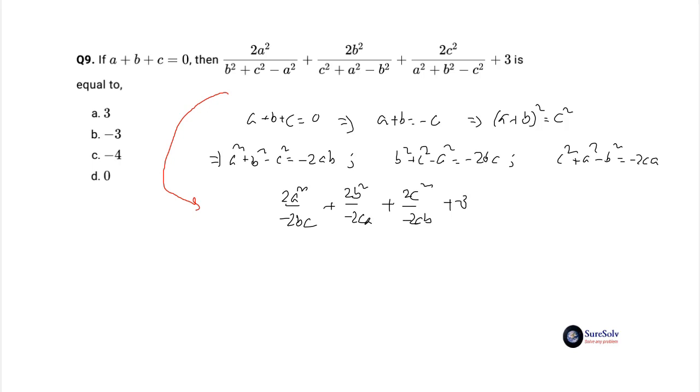Now, we must equalize the denominators to sum up the first three terms. To do this, we use the missing element pattern and simply multiply the numerator and denominator of the first three terms by a, b and c respectively to get minus a cube plus b cube plus c cube divided by abc plus 3.